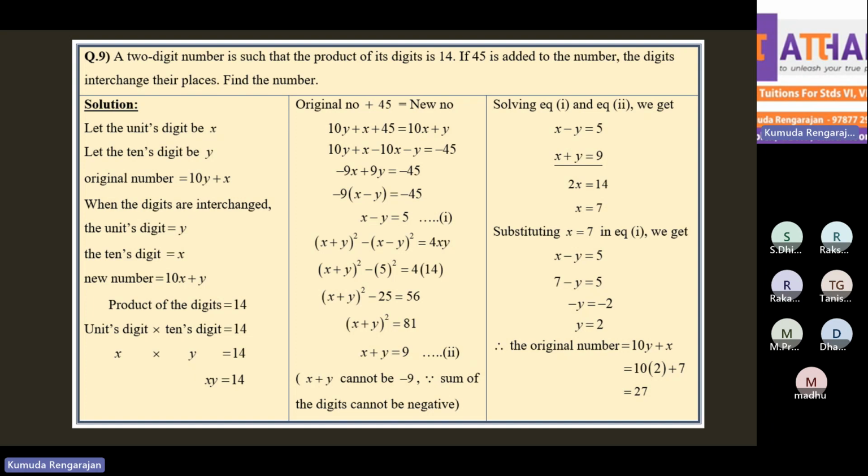That's a second equation. X plus y is equal to 9. It's a second equation. That's a first equation. This is one equation.